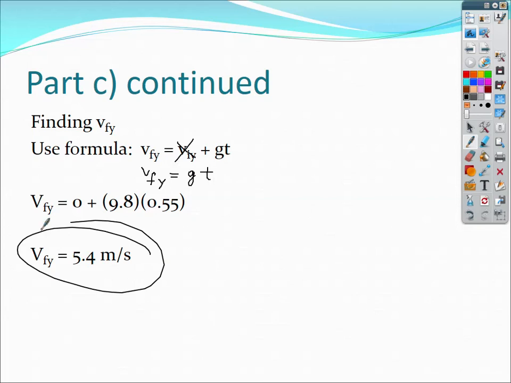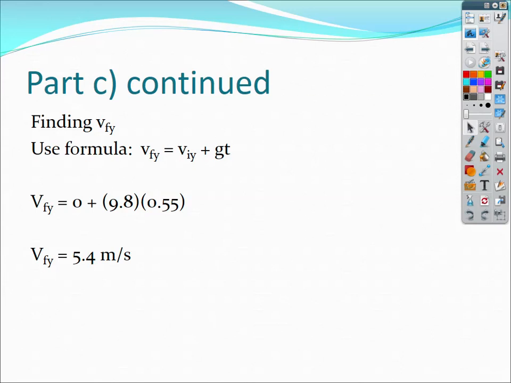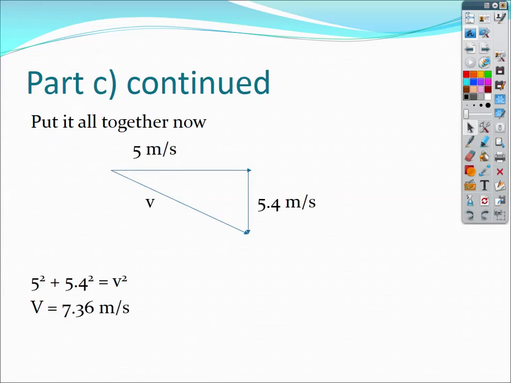Now, this is not the final answer. Again, I'm trying to warn you of all the mistakes that I see students make over all these years. A lot of people will say, final answer 5.4 meters per second. I'm like, you're so close. That's the Vfy. So you have one last thing to do. You have to do some vector addition. You now know that the horizontal is 5, the vertical is 5.4. What would the hypotenuse be? So you have to put it all together with the Pythagorean theorem, and your answer comes out to 7.36 meters per second. So that is basically it.